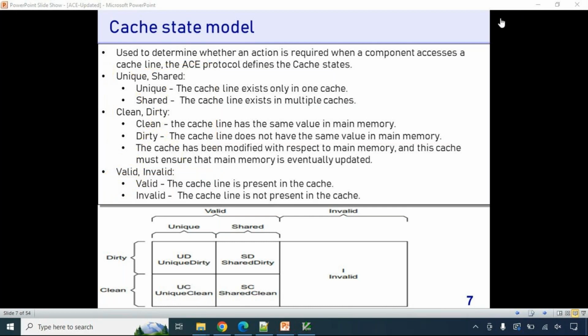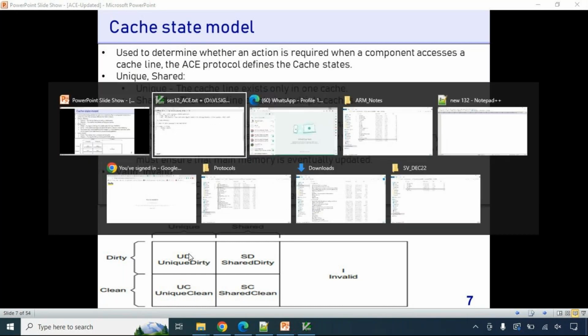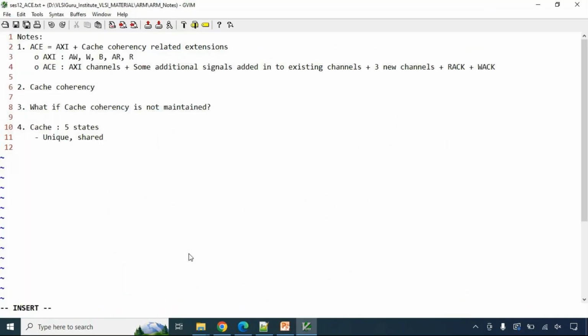So if I take this situation, I get a total of 5 possible combinations. One combination is where the cache line is invalid. Okay. Second is where the cache line is valid. If the cache line is valid, there can be 4 combinations. That is unique, dirty, and so on. Let's talk in this perspective. It's not just the cache. What we are talking about is the cache line state.